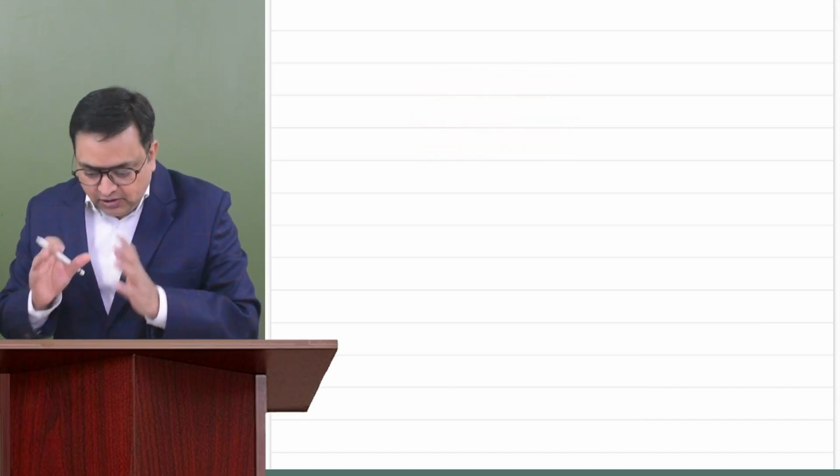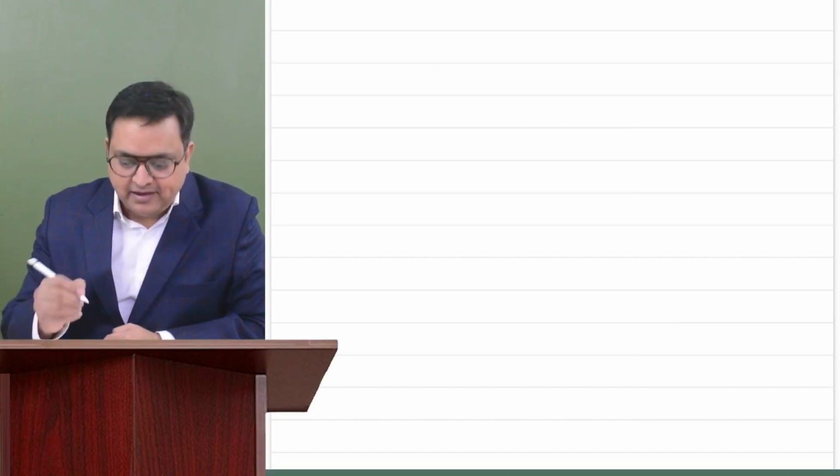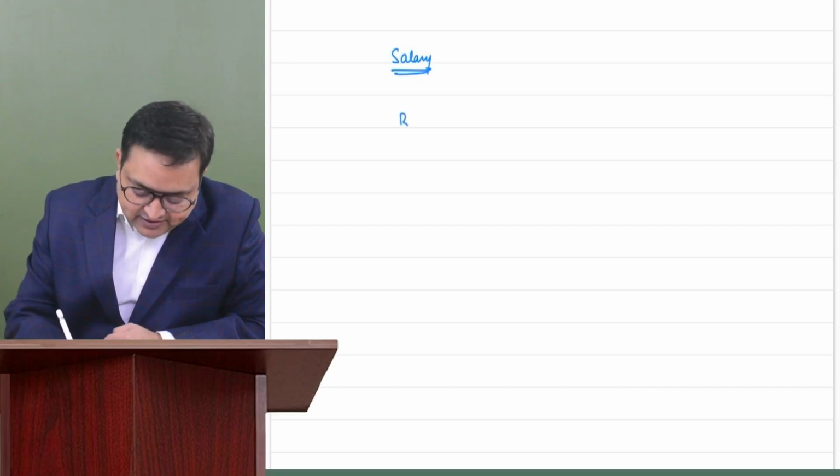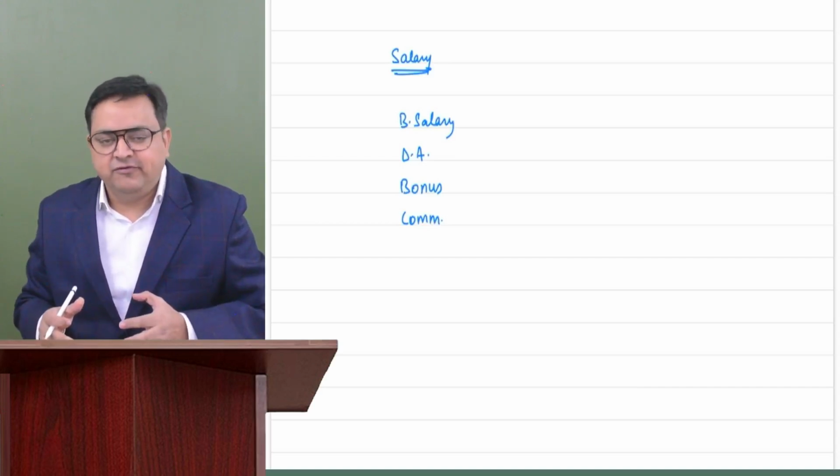Now, talking about it from the examination point of view, when you get a salary question, first of all, write down all the things which you are getting from your employer. Let's say I got a salary question in my examination and I'm computing salary income. First of all, make a list of all these components. Let's say you are receiving basic salary, DA, bonus, and commission in any form. Please make a list of everything.